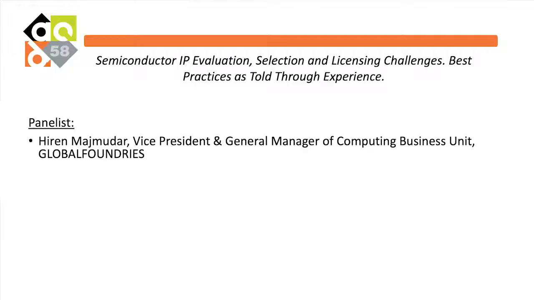So we have Hiren Majumdar. Hiren is a VP and General Manager of Compute Business Unit at Global Foundry. Hiren has deep experience in product development and running business for various companies. Before this, Hiren was Vice President at Intel Capital and Managing Director of IP and Silicon Products. So Hiren has been on both sides, technical and management, and has experience in corporate development, mergers and acquisition, making investments.